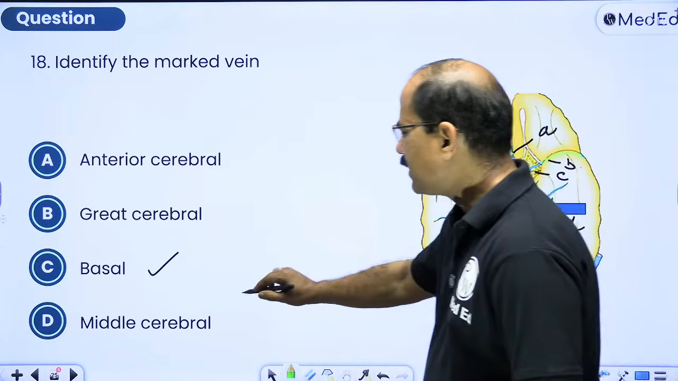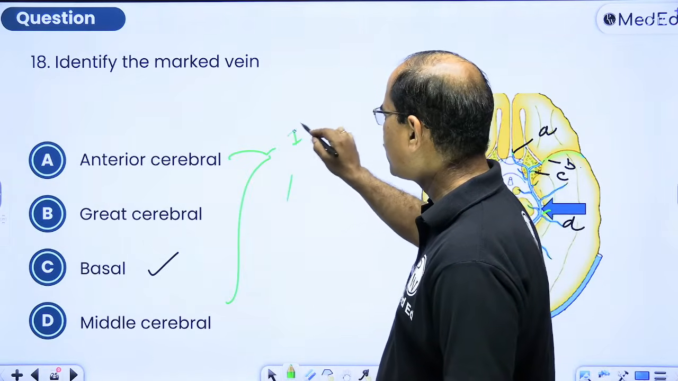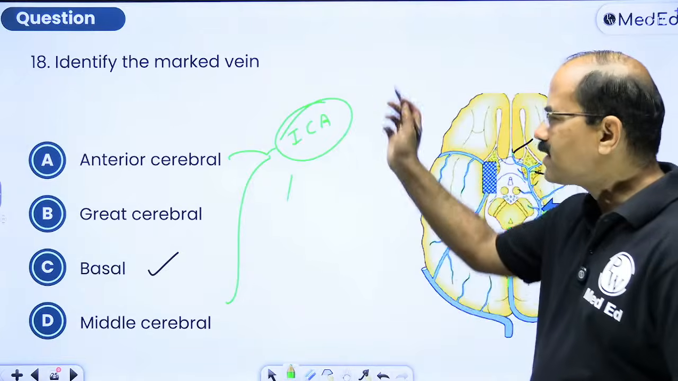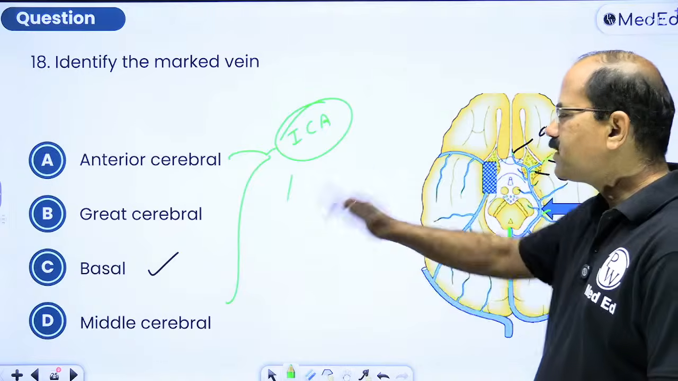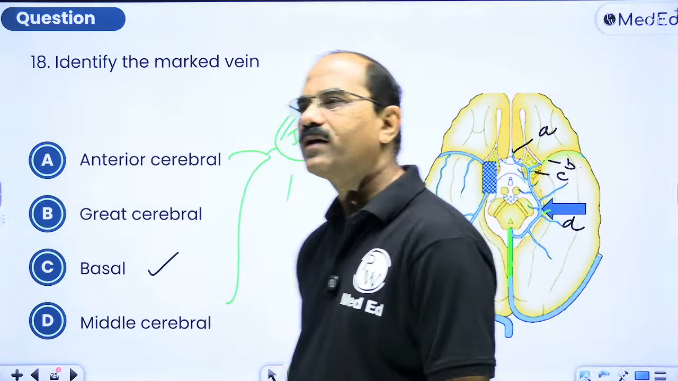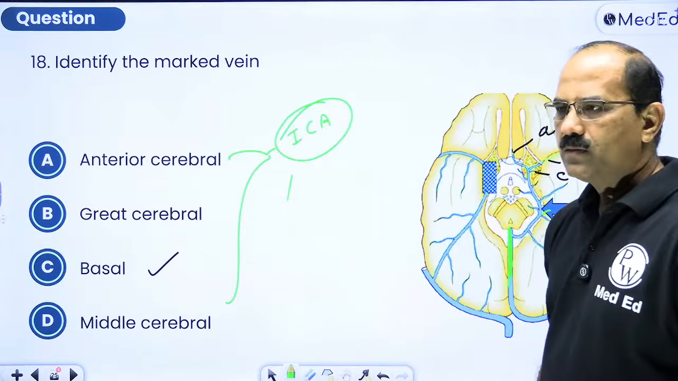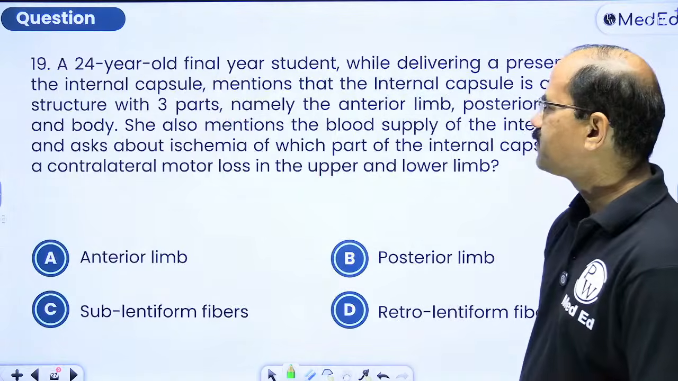Anterior cerebral and middle cerebral are branches of what? Anterior and middle cerebral are branches of internal carotid artery. The terminal branches of the internal carotid artery are the anterior and middle cerebral artery. So the middle cerebral artery is a continuation of the internal carotid. Okay children? Fine. Let's see the next.